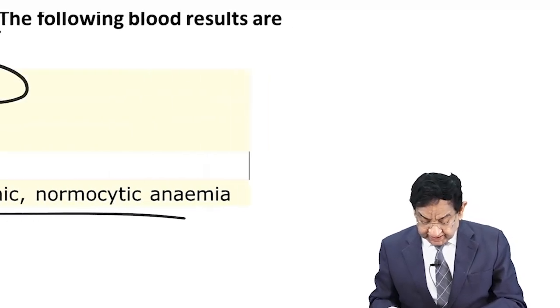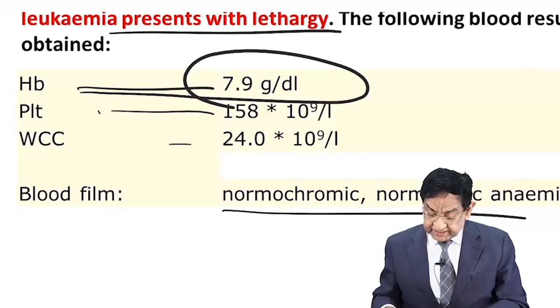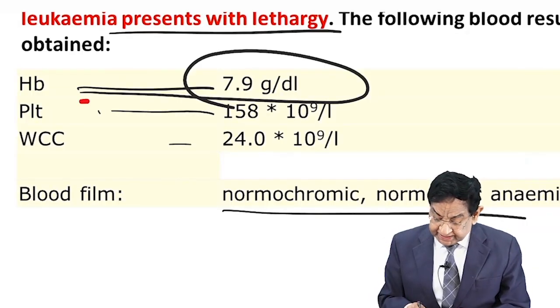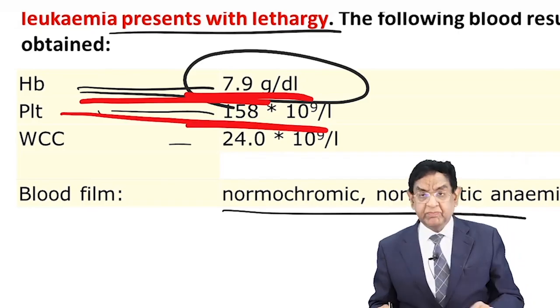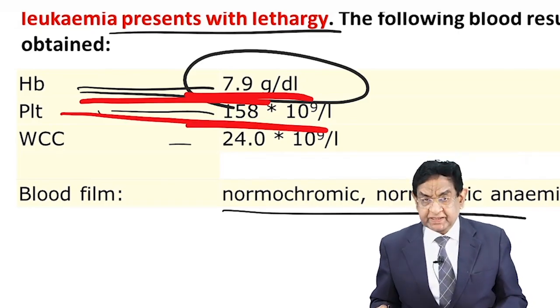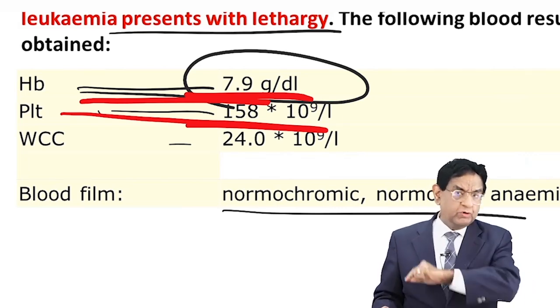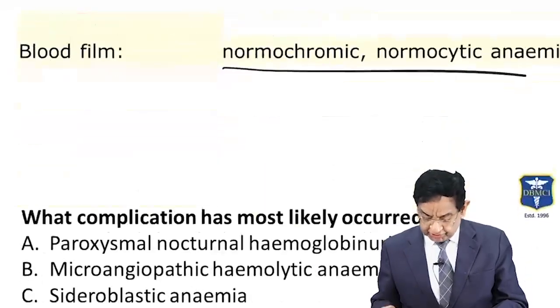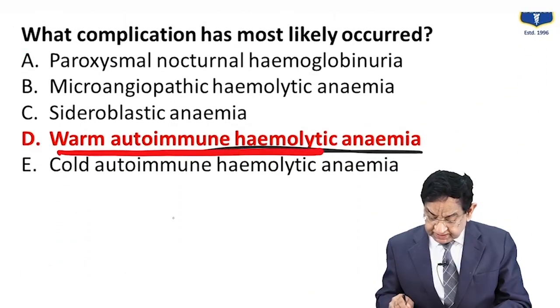What we are getting in this patient is a case of CLL coming with lethargy. Anemia is there, but the platelet count is still in the normal range. That means the patient has warm autoantibodies and has developed autoimmune hemolytic anemia. So this patient should also be given corticosteroid. So warm autoantibodies is the answer.